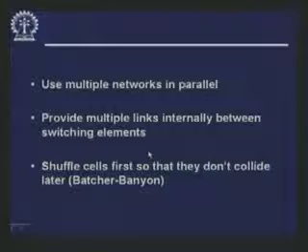The other ways are to use multiple networks in parallel. Provide multiple links internally between switching elements, and shuffle cells first so that they do not collide later. This is also another kind of switch, quite common. It is known as the Batcher-Banyan switch. The Banyan part we have seen. The Batcher part does some shuffling of the input cells so that in the Banyan part they do not collide by contending for the same switching element.